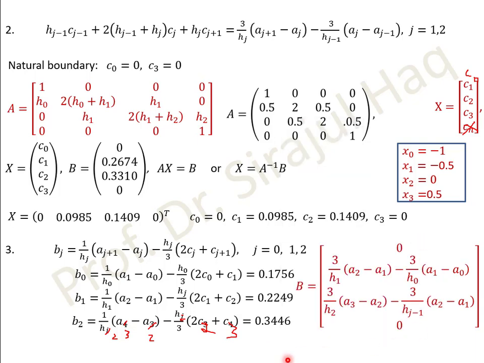you are getting the corresponding value of B2. So you are having 3 splines, B0, B1, B2 are required, and you computed them using this formula. The last thing remaining is dj.